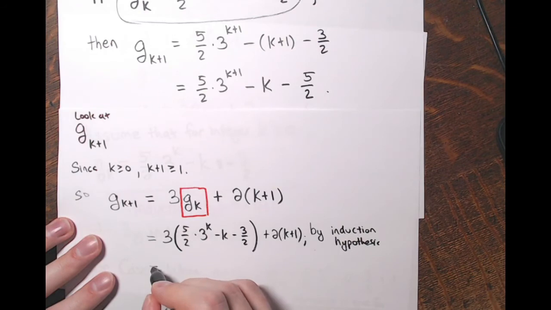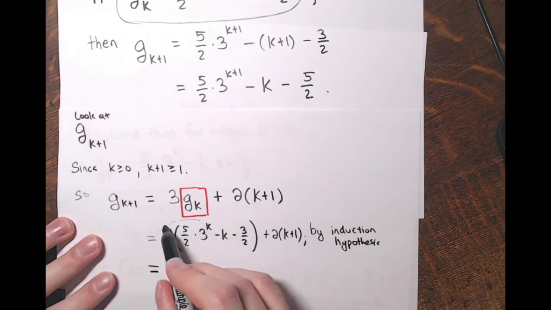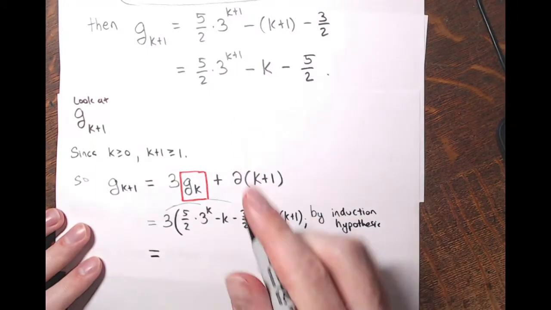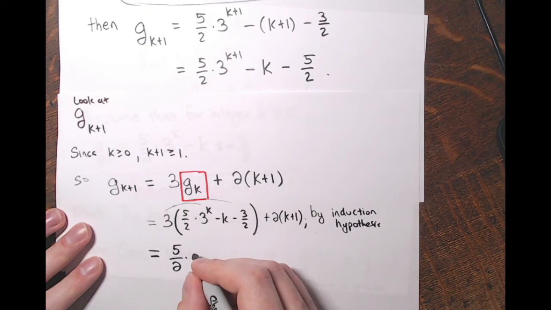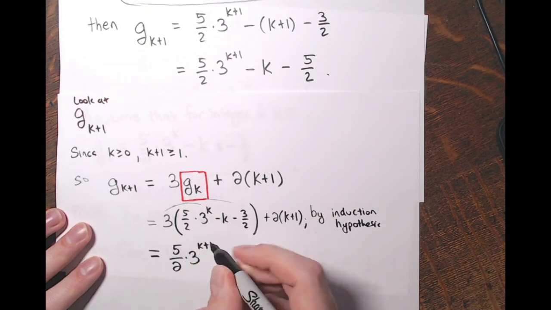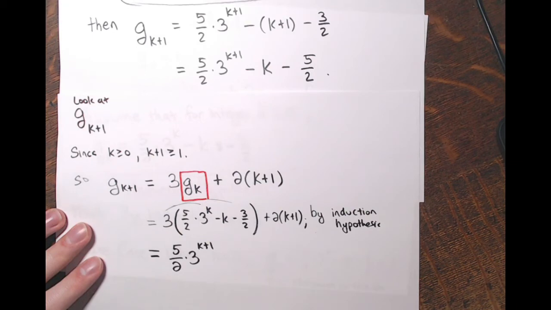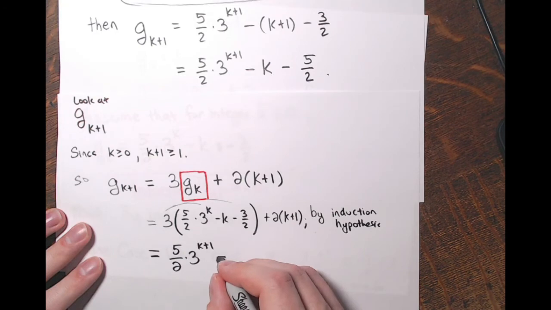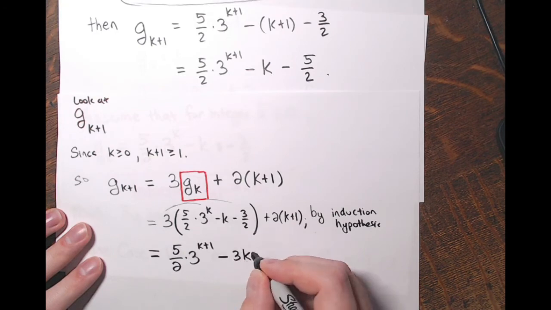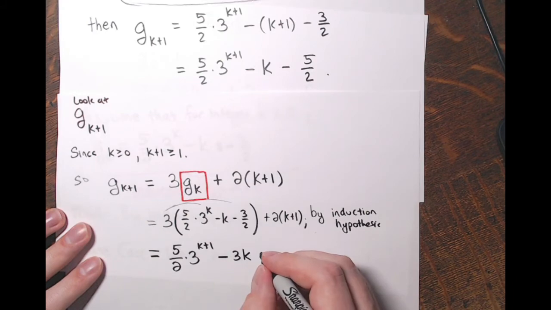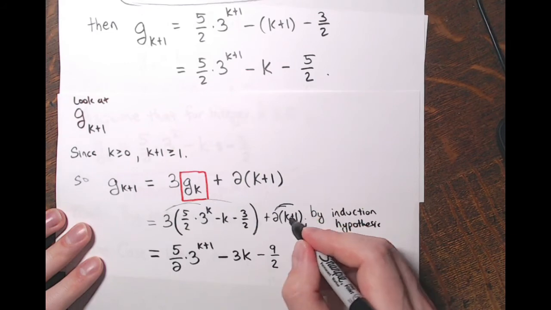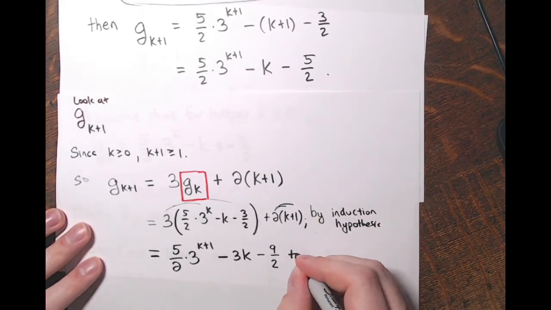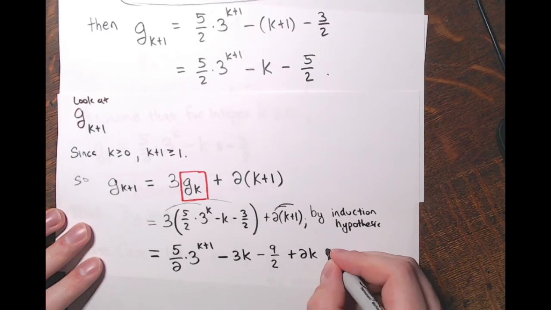Well, in distributing the 3 to all these terms here, this is equivalent to 5 halves times 3 to the k plus 1, because it's 3 times 3 to the k there, then minus 3k minus 9 halves. And then here I'm going to distribute the 2, this 2 times k plus 1. We get plus 2k plus 2.